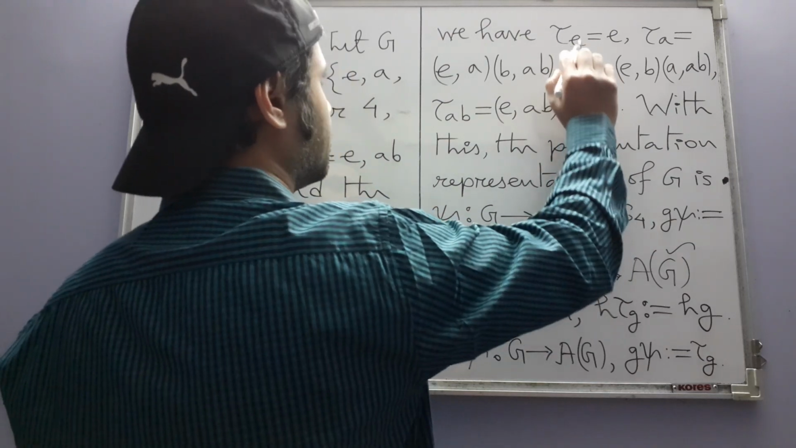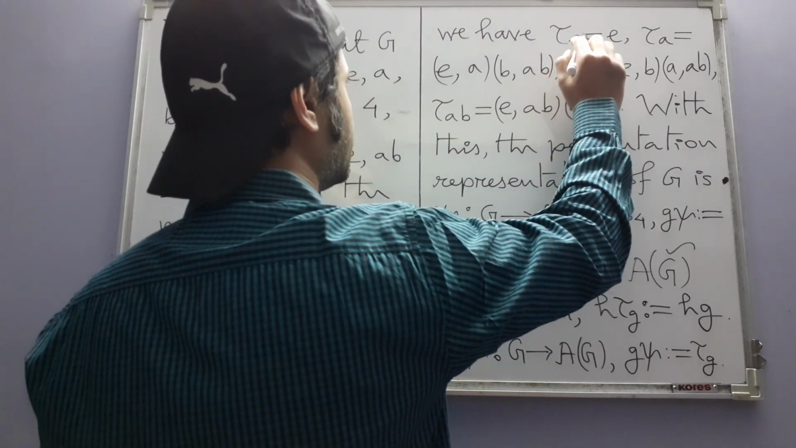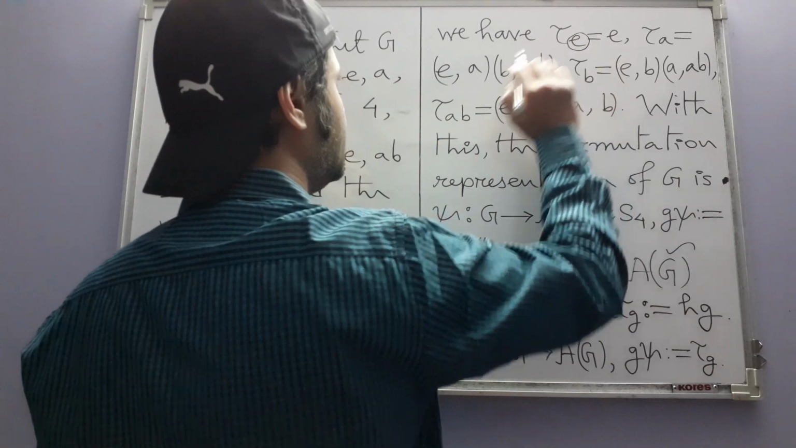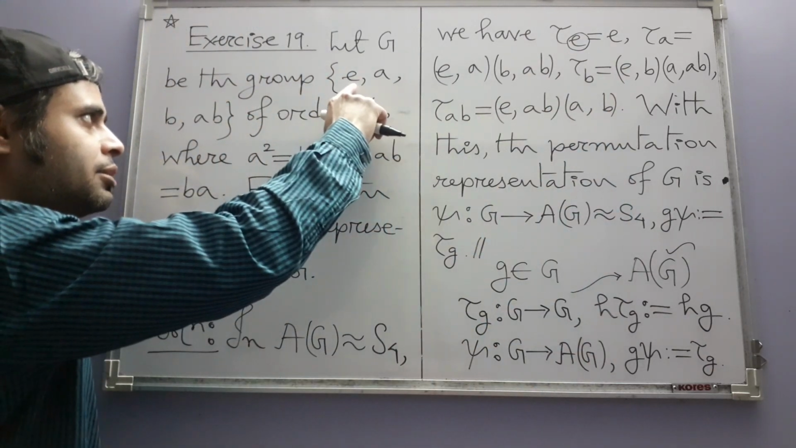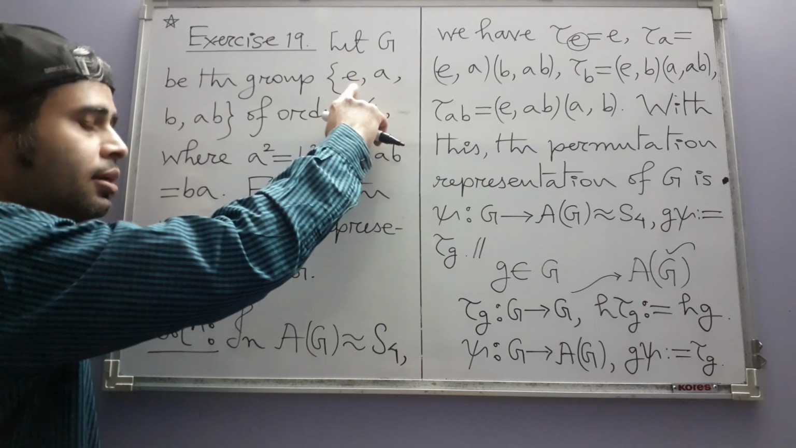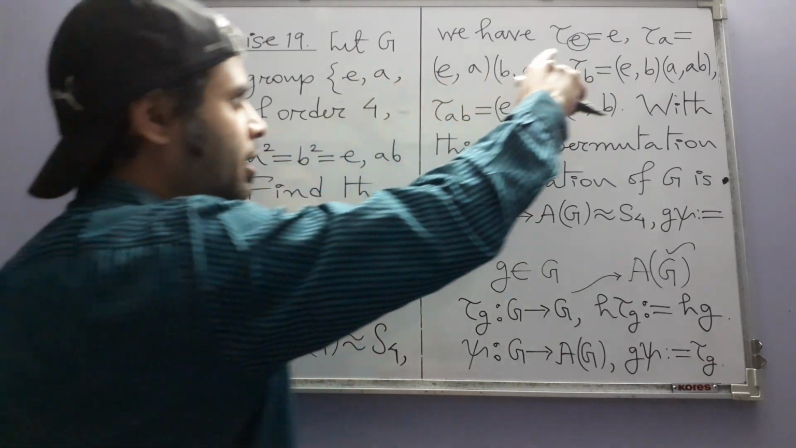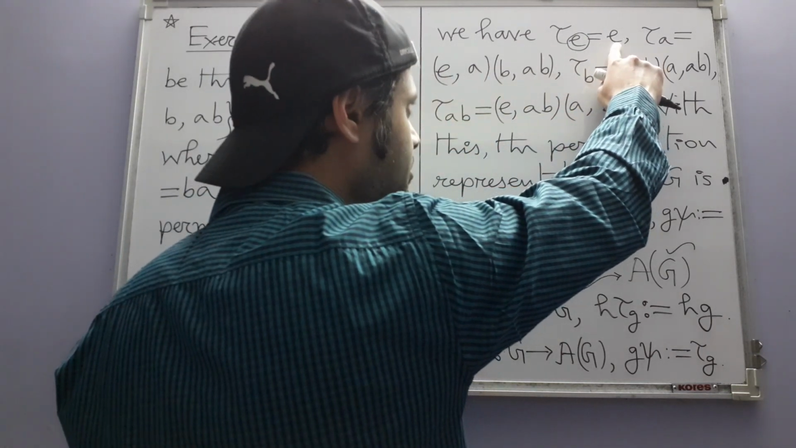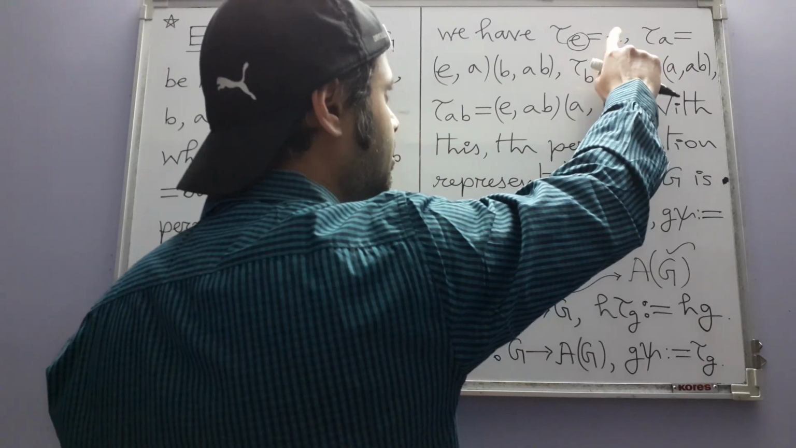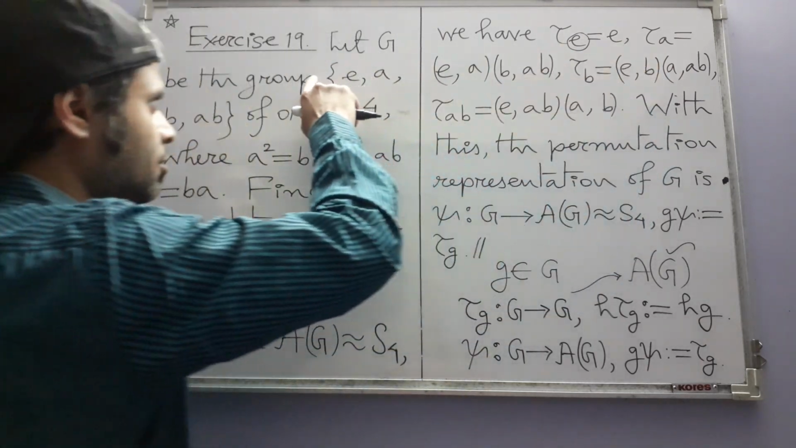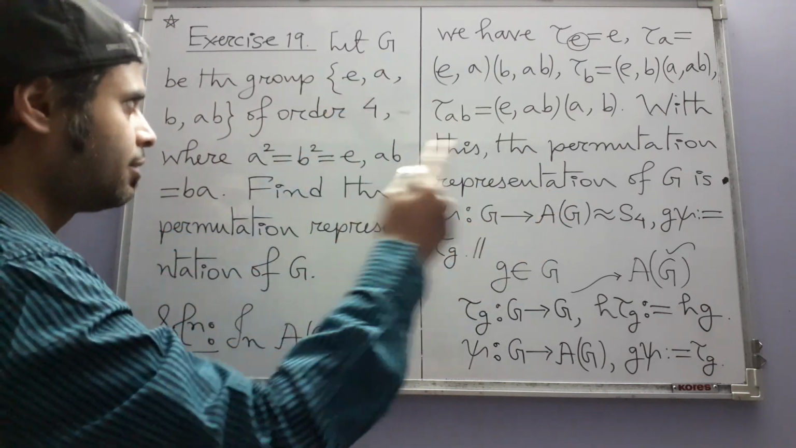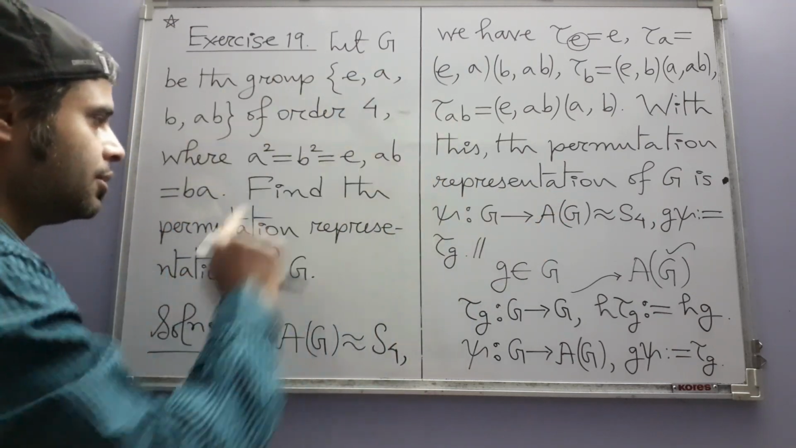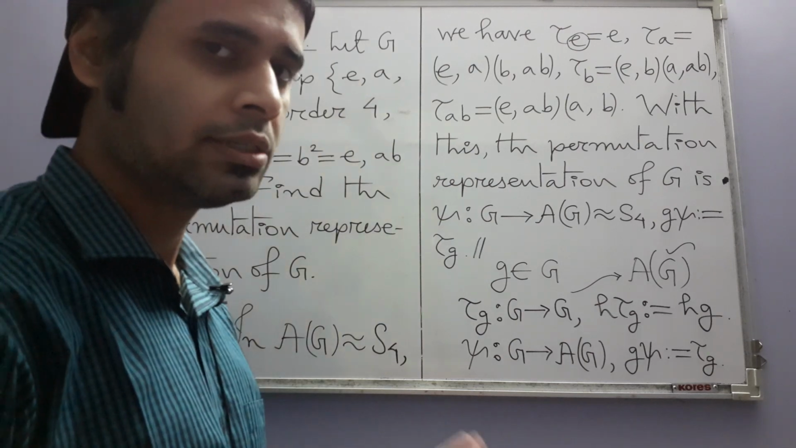Tau e is the identity permutation. You should look carefully that this e that you see in the suffix is the identity element you have here in the given group, whereas the e that you see on the right side, that is the identity permutation on these four symbols, which maps e to e, a to a, b to b and ab to ab. That means it does not change any symbol.